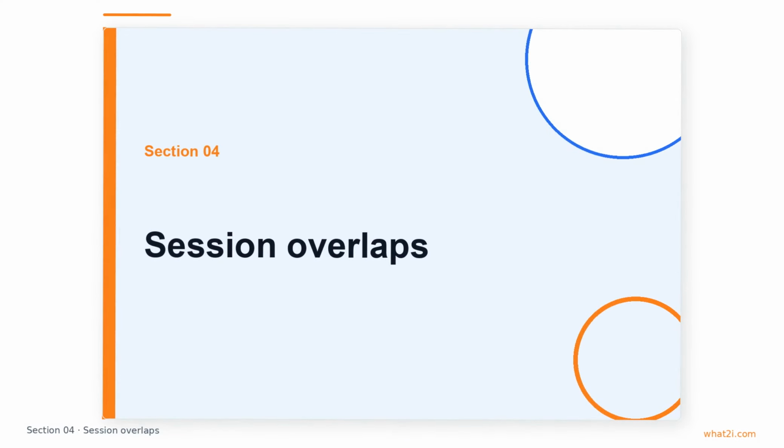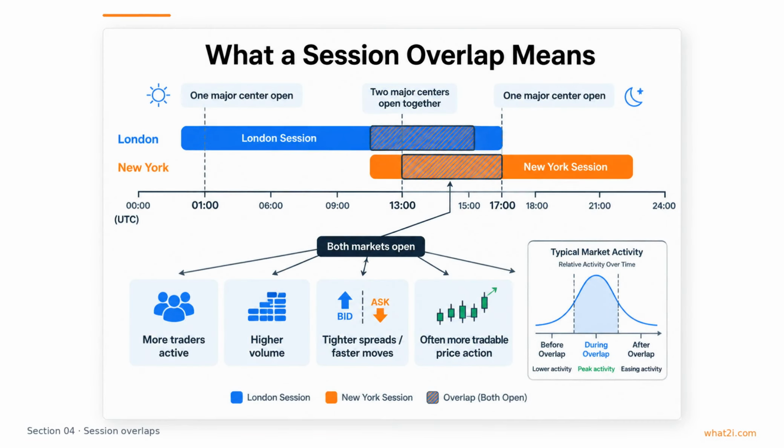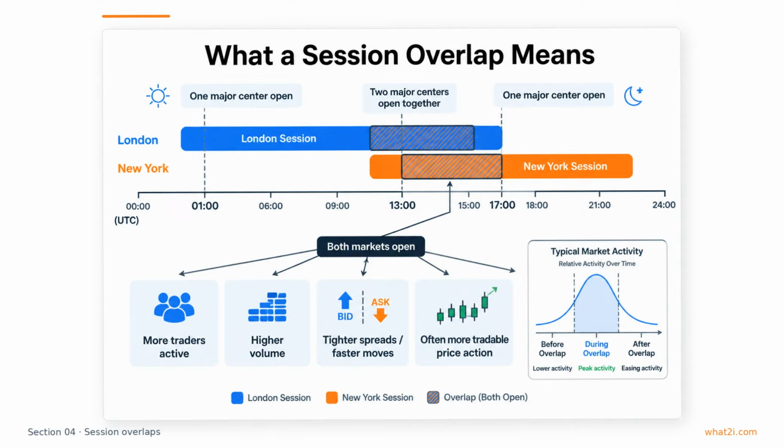Section 4. Session Overlaps. A session overlap happens when two major trading centers are open at the same time. In Forex, that shared window often creates some of the most active conditions of the day because more participants are trading at once. With more banks, funds, and other market actors involved, trading volume usually increases. That often improves liquidity and can make price action feel more tradable. Levels may break more cleanly, spreads may tighten, and moves may carry further than they do in a quieter session.